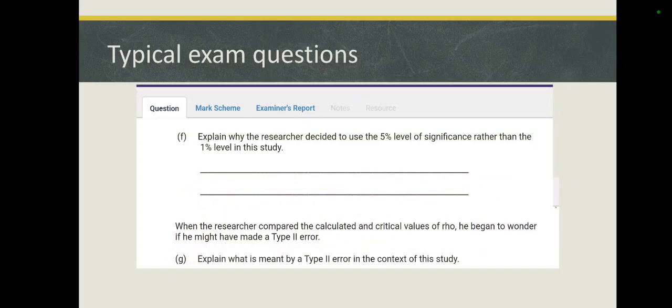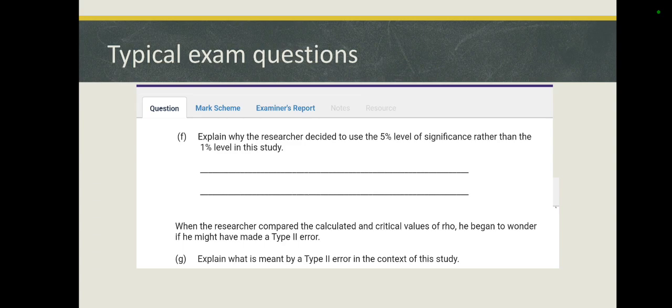Now, the typical exam style questions that you would get in relation to this are as follows. So I've just pinched these from Exam Pro. First question says, explain why the researcher would decide to use a 5% level of significance rather than a 1% level of significance. So that particular style of question, you would probably be able to say, because it's balancing the risk of having made a type 1 or a type 2 error. It would reduce the risk of making a type 1 error to 5%, for example.